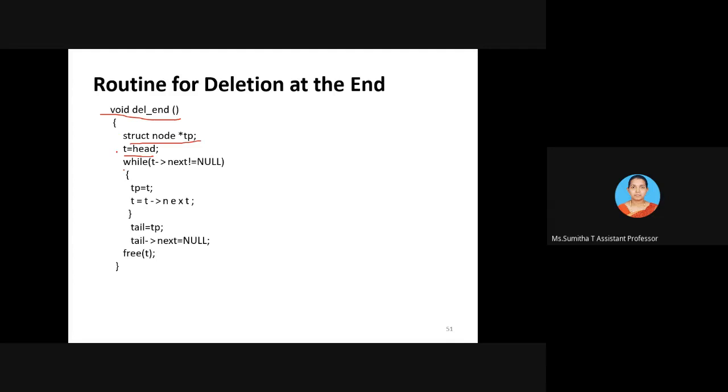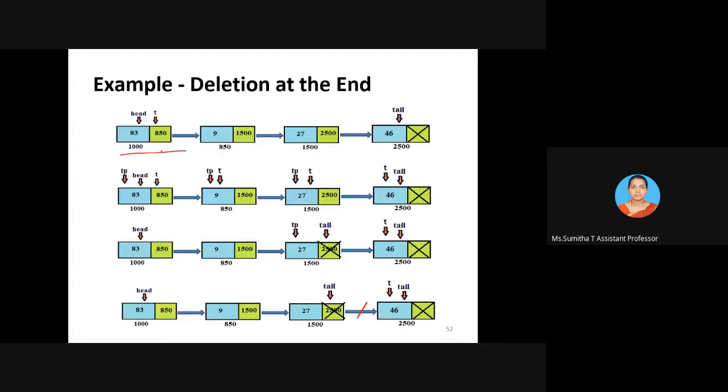Why are we starting from here? Because we don't know which one is the tail node, and we don't know how many elements are there. Maybe the list is empty. So I start with the head node and check the condition that T of next not equal to null. What is the T of next? Which one is T? This is the T node, right? What is the T of next?